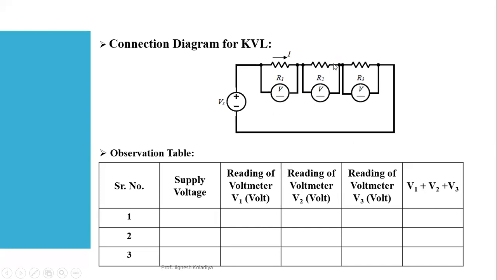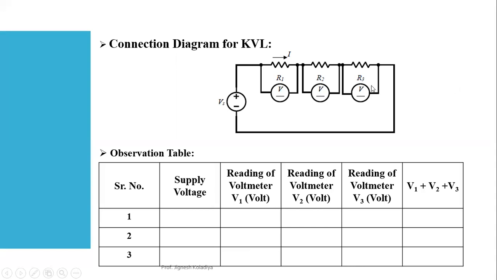Because there are three resistances, you require three voltmeters. You have to measure the voltage drop across each and every resistance, and check whether it is equal to the supply voltage or not. According to this observation table, if the last column and the supply voltage column are the same, then we can say Kirchhoff's voltage law is verified.